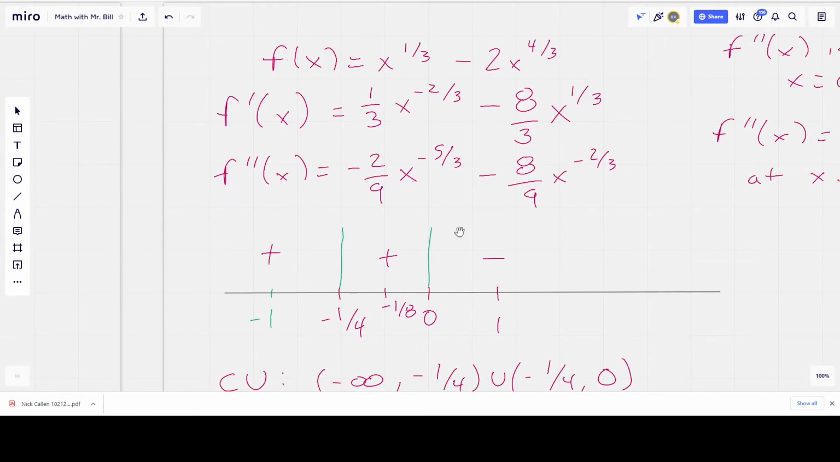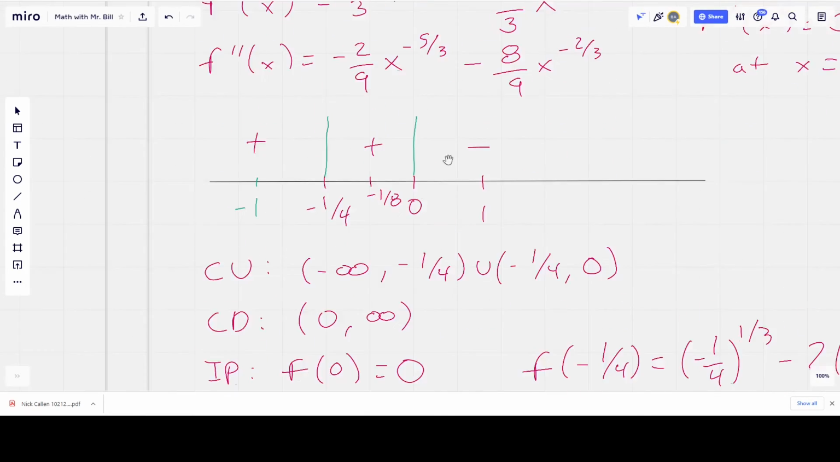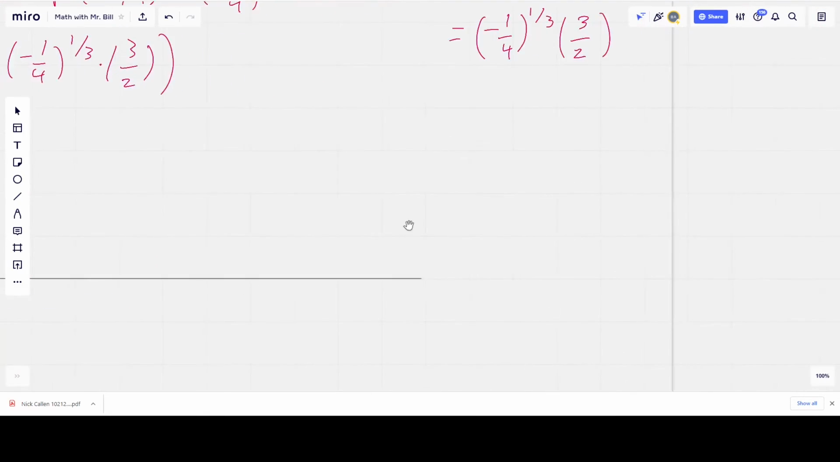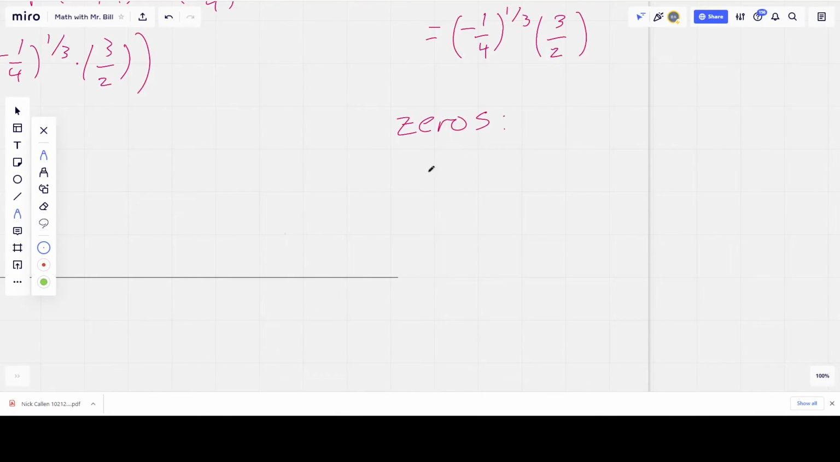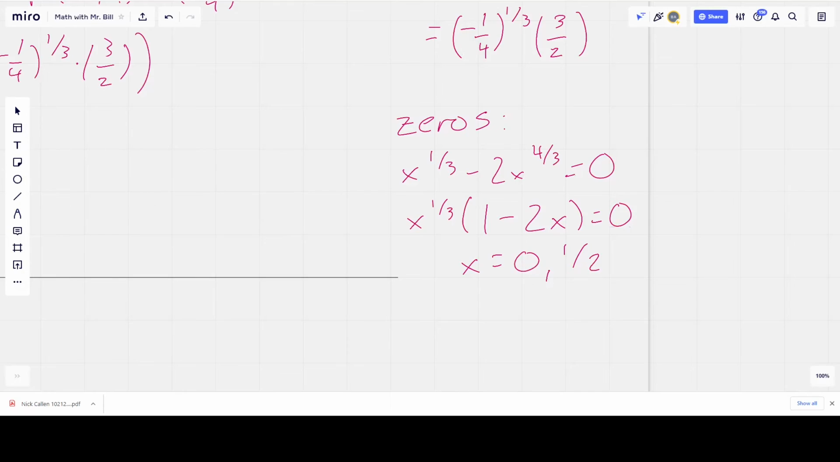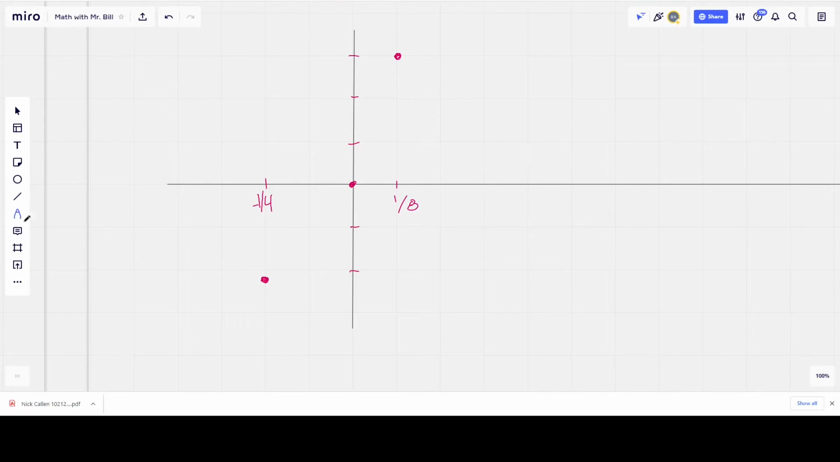And we could go ahead and set that equal to 0 to find the zeros. So the zeros are where x to the 1/3 minus 2x to the 4/3 is equal to 0. So I'm going to pull out an x to the 1/3, and we get 1 minus 2x equals 0. So when x is equal to 0 or to 1/2, then we're going to have a 0 for our function, which we kind of already knew. So 1/2 is down here, and right there.